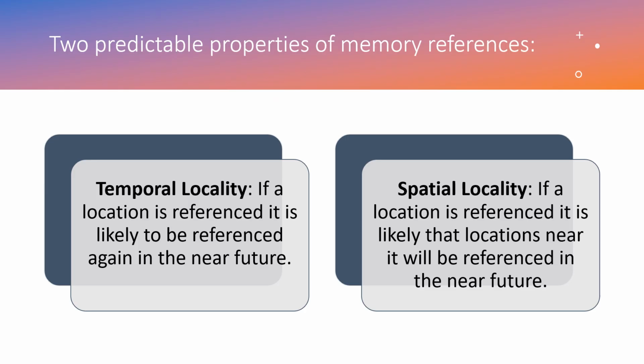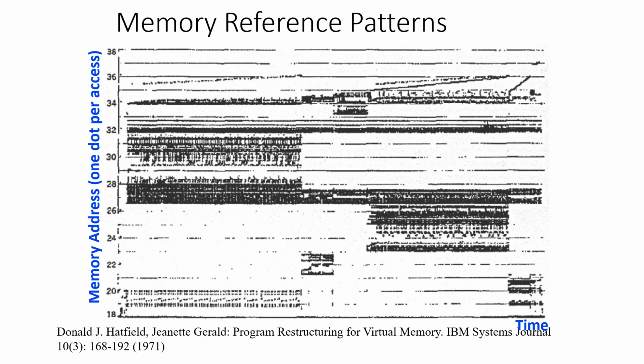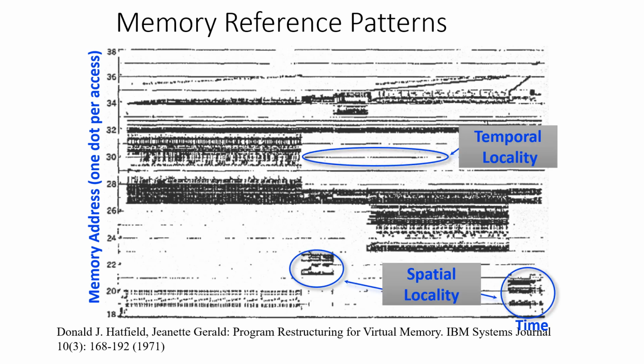In general, we can observe two kinds of predictable properties for memory references. Temporal locality: if a location is referenced, it's likely to be referenced again in the near future. Spatial locality: if a location is referenced, it's likely that locations near it will be referenced in the near future. Here we go back to the data from IBM showing examples of two kinds of locality: temporal locality and spatial locality.